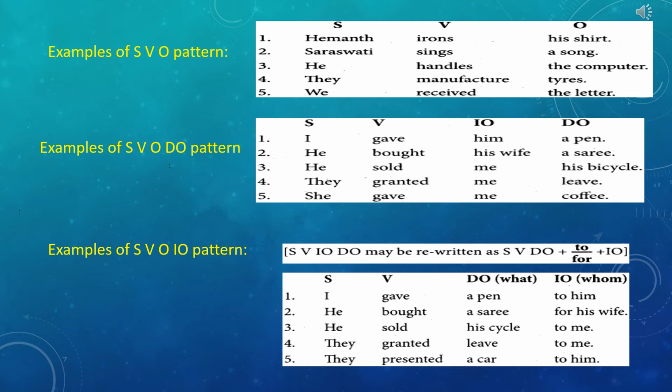So let us see the next example of SVODOIO pattern. SVDOIO may be written as SV, direct object, plus indirect object. So that is subject, verb, direct object, indirect object. I gave a pen to him. I is the subject, gave is the verb, a pen is the direct object. To whom did I give? To him. So it's an indirect object. You can see some more examples given here.